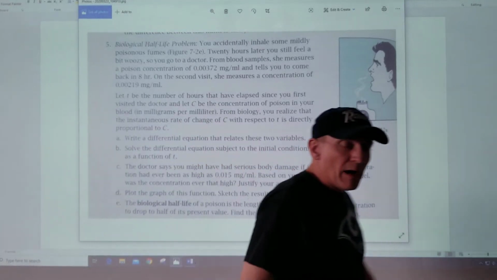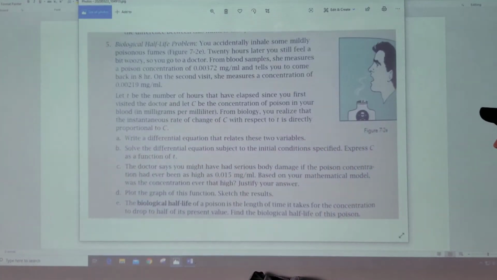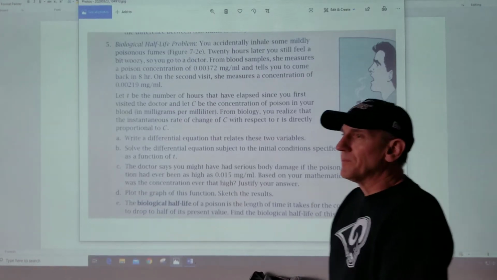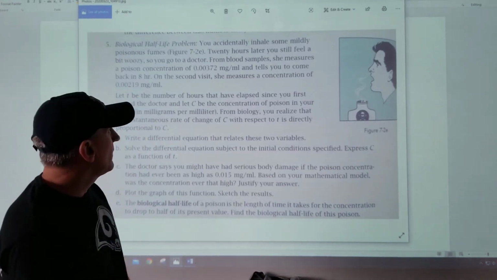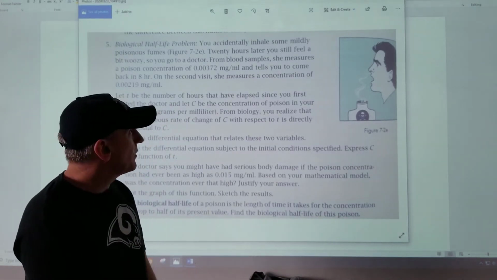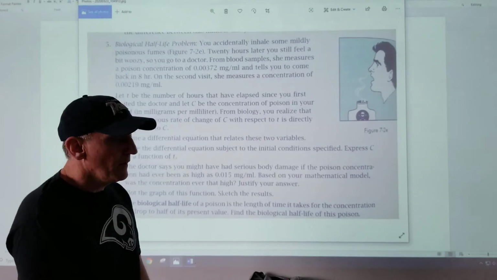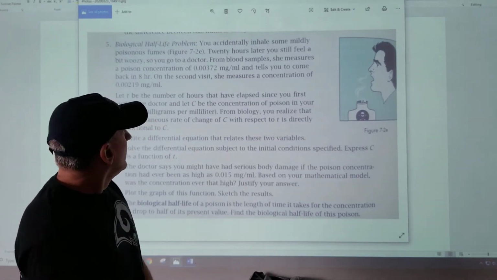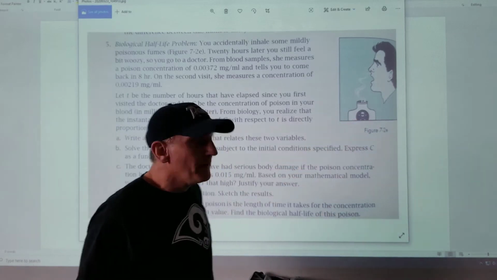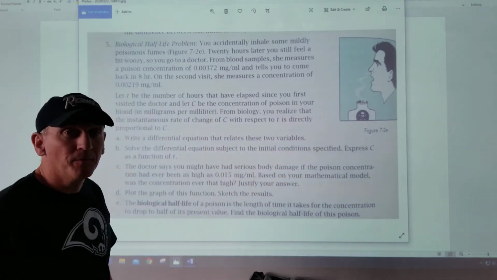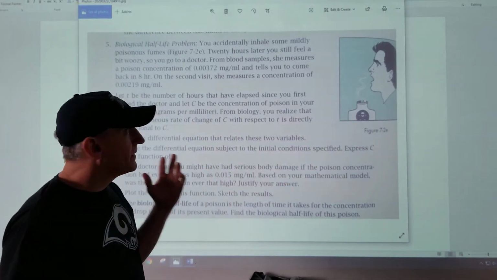Okay, this is a biological half-life problem. This comes out of an old Paul Forster calculus book, which I'm very fond of, mostly because he's got some really good problems and really good applications. And here we have somebody who inadvertently inhaled some kind of a poison and decides to go to the doctor.